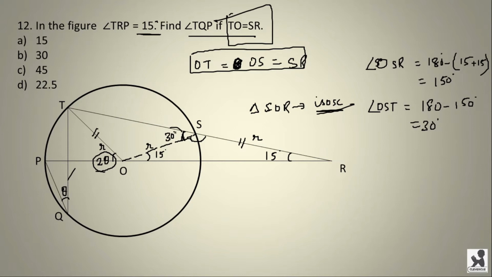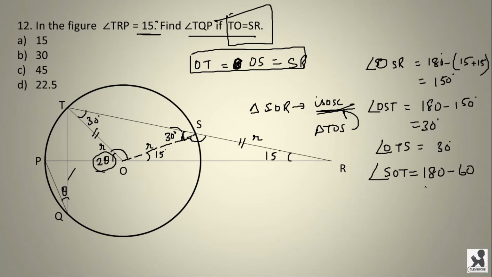And since this angle is 30 degrees and triangle TOS is also an isosceles triangle, we can say that angle OTS is also equal to 30 degrees. So this is 30 degrees. And now we can simply find angle SOT. Angle SOT is equal to 180 minus 60 degrees, that is 30 plus 30. We get 120 degrees.